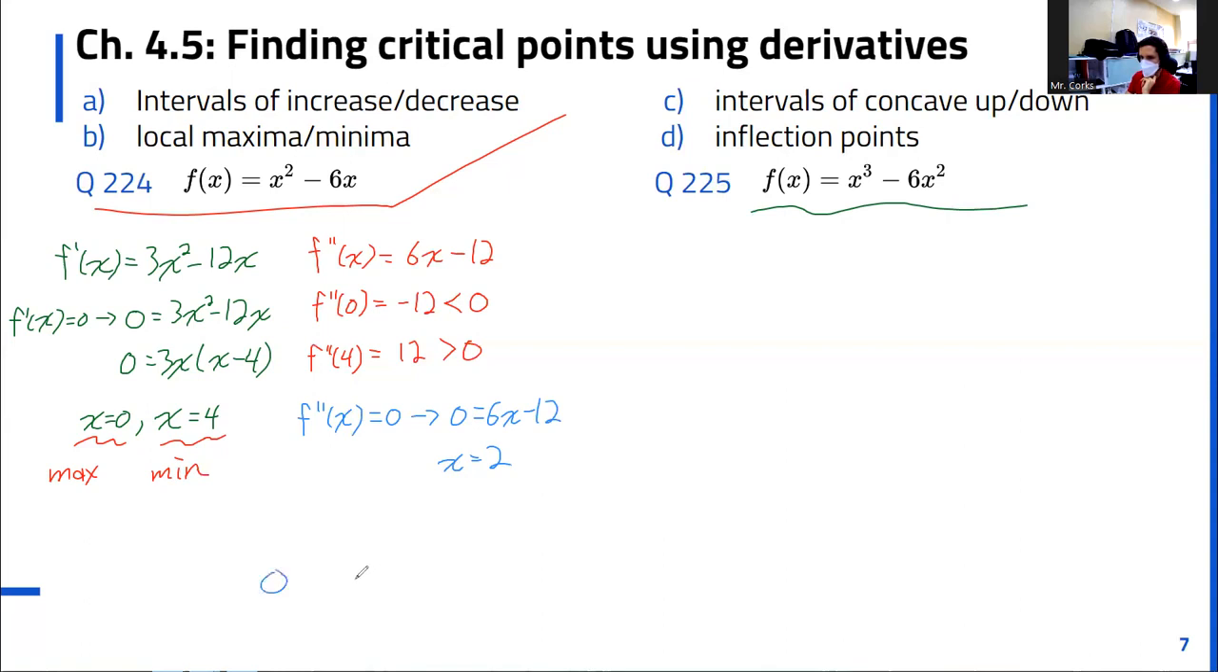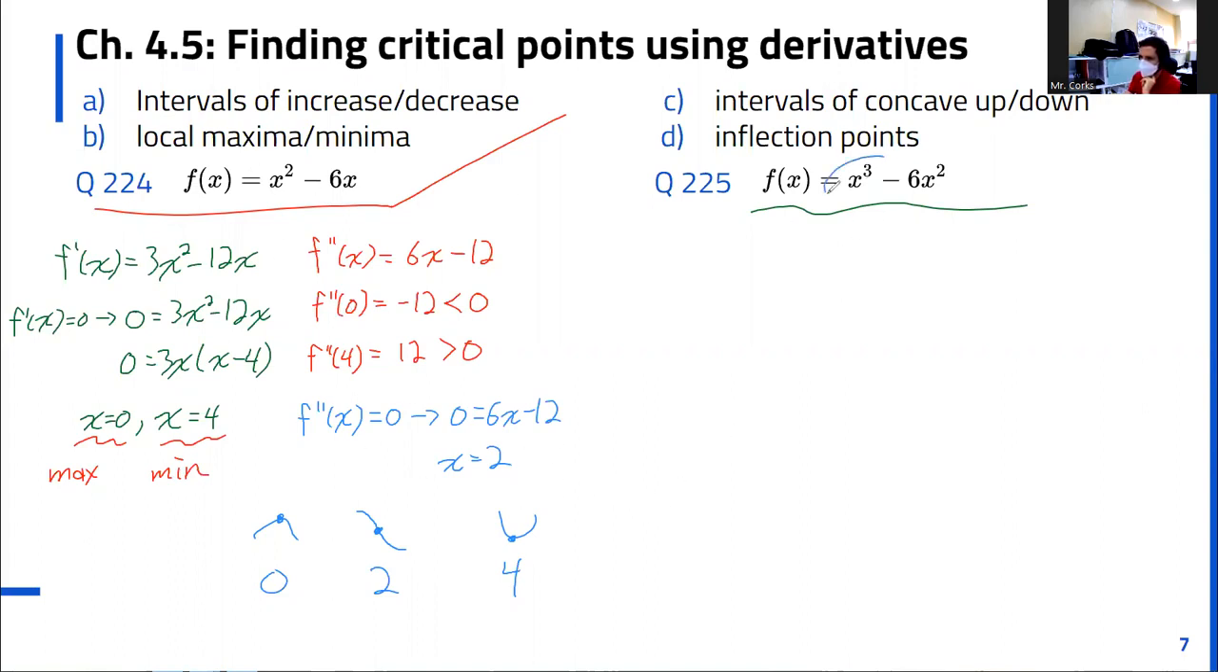So 0, 2, 4, these are the locations of the critical points. We have a maximum when x is equal to 0. We have a minimum when x is equal to 4. And then we have an inflection point between the two. So if it's between a maximum and then a minimum, it must be concave down and then concave up, sort of this kind of thing. Okay, so that gives us enough information.